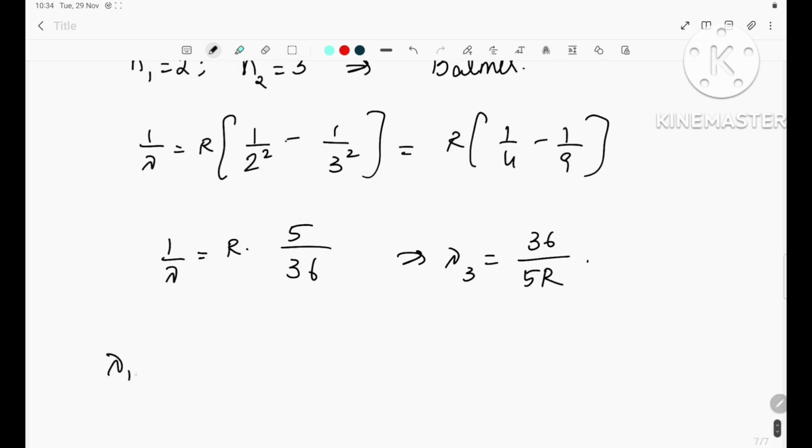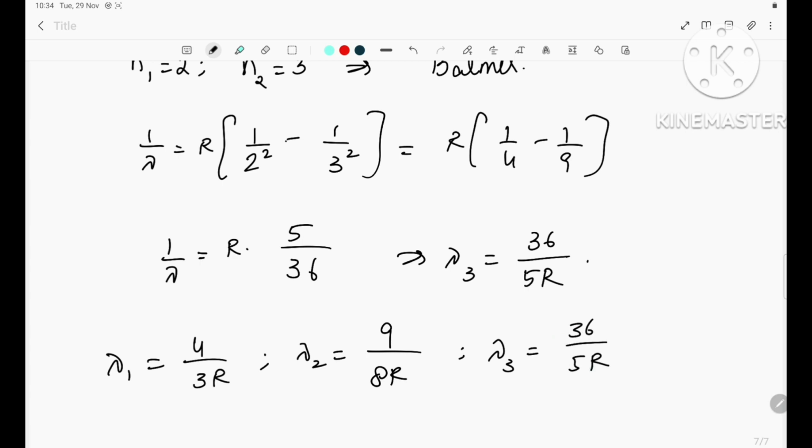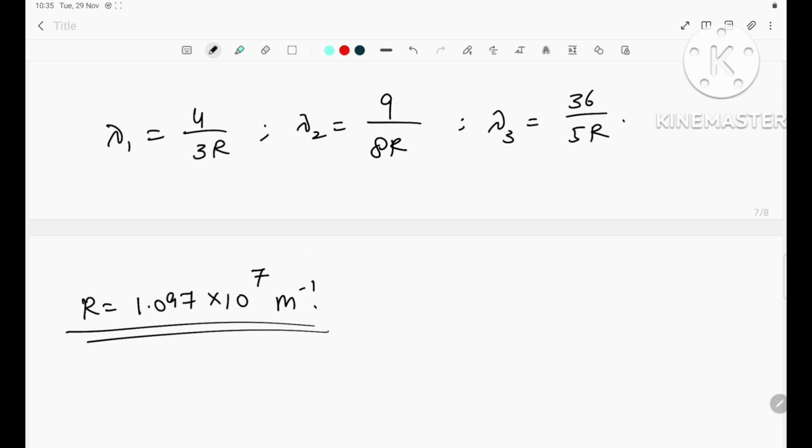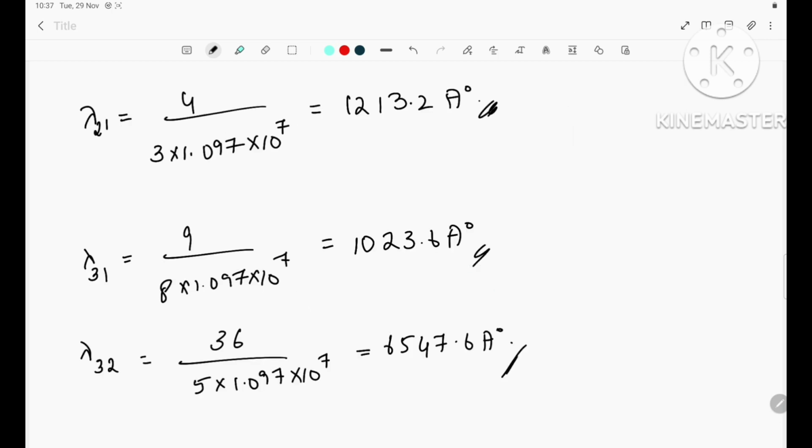Okay. So what are the wavelengths that we got? So we got lambda 1 is equal to 4 by 3R and lambda 2 is equal to 9 by 8R. Lambda 3 is equal to 36 by 5R. And you know the value of R is equal to 1.097 into 10 to the power of 7, the Rydberg constant. Okay, so that is per meter. When you substitute this in lambda, okay, so these are the corresponding spectral lines. So 2 from Lyman and 1 from Balmer series is possible if your incident electron beam is 12.5 electron volt.